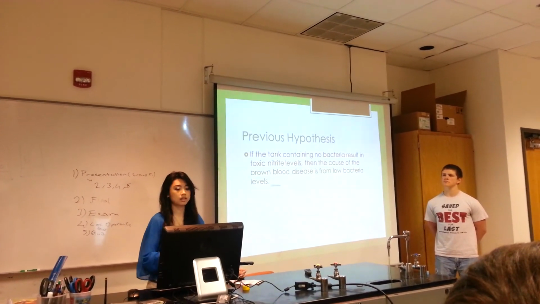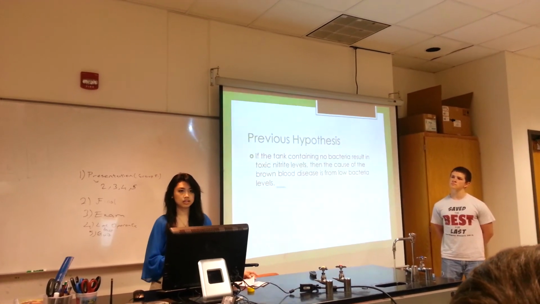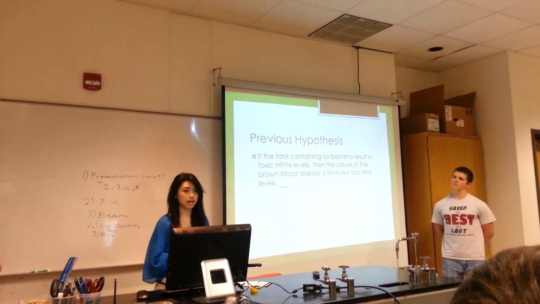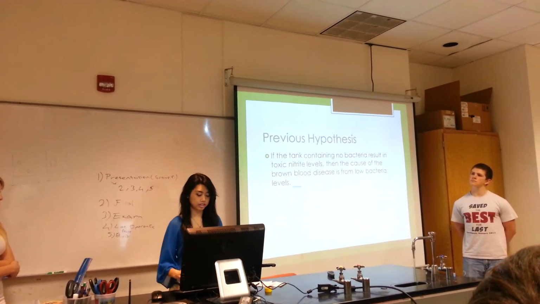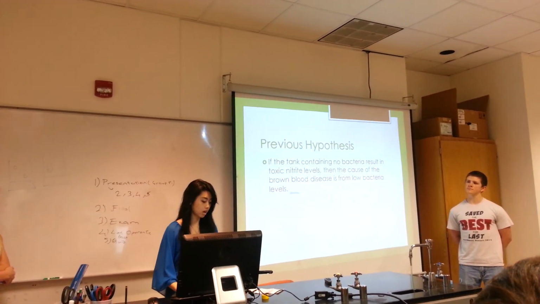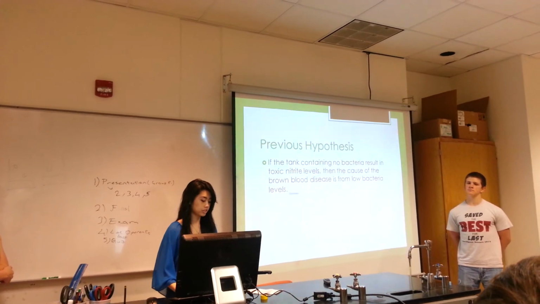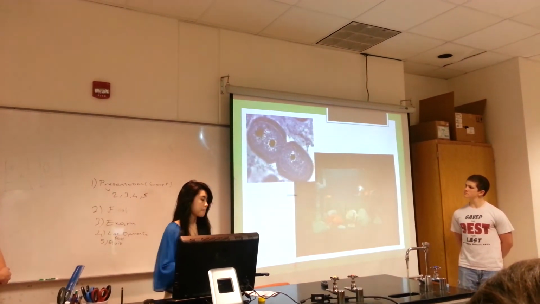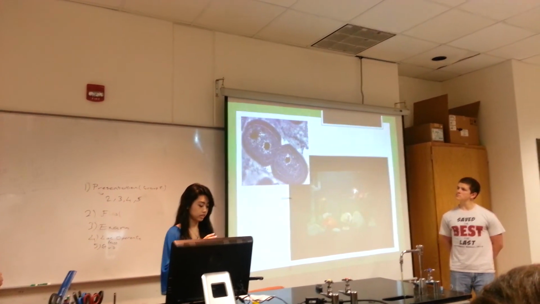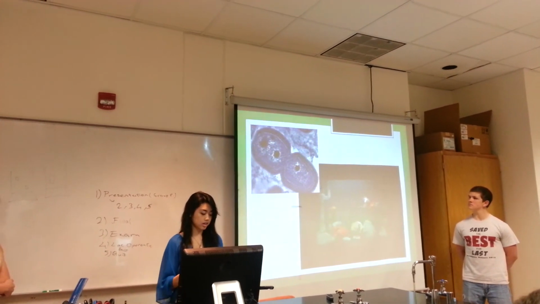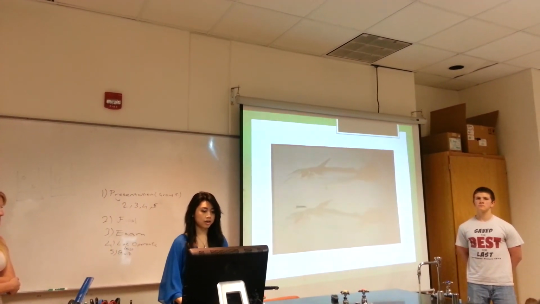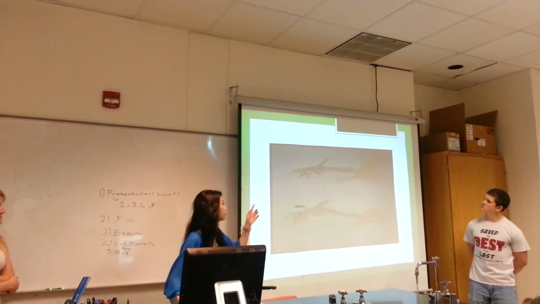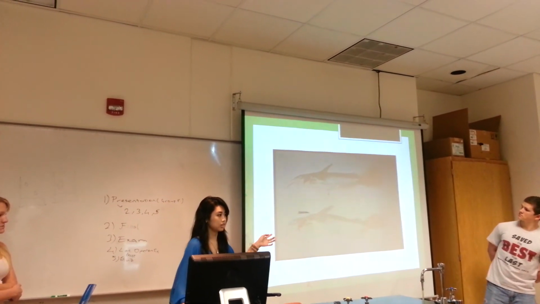So the hypothesis stated earlier was that if the tank contained no bacteria, resulting in toxic nitrite levels, then the cause of the brown blood disease is from low bacteria levels. So to fix the problem and to cure the fish of the brown blood disease, bacteria needed to be added to the fish tank in order to remove the toxic nitrite, and that's what a fish looks like with brown blood disease, and that's what a fish looks like when healthy.